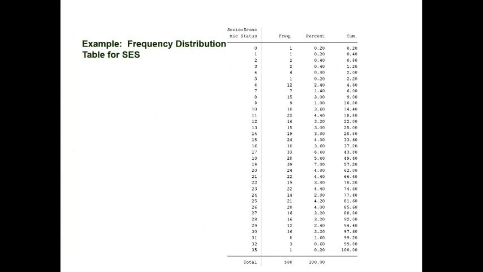First, here is an example frequency distribution for SES in NELS dataset. This is not a grouped frequency distribution. Here socioeconomic status has been divided by category from 0 to 35. You can see here the frequency, the percent, and cumulative percent.